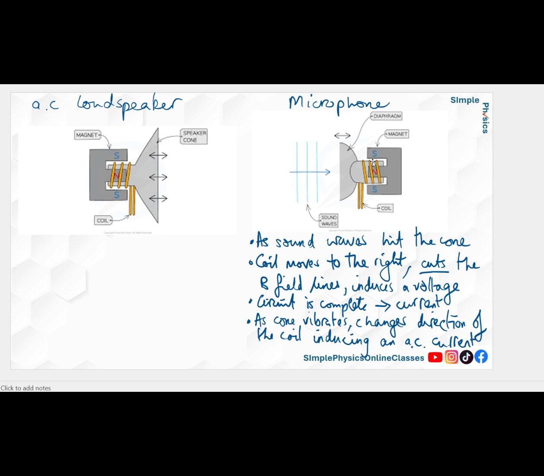If the circuit is complete, you get current. But what do the sound waves do? The compressions and rarefactions cause the cone or the diaphragm to move back and forth, vibration. So you've got a change in direction, therefore a change in the direction of the induced current, and that's what we call an AC current. Okay, so a loudspeaker uses AC current to produce sound. A microphone uses sound to produce AC current.